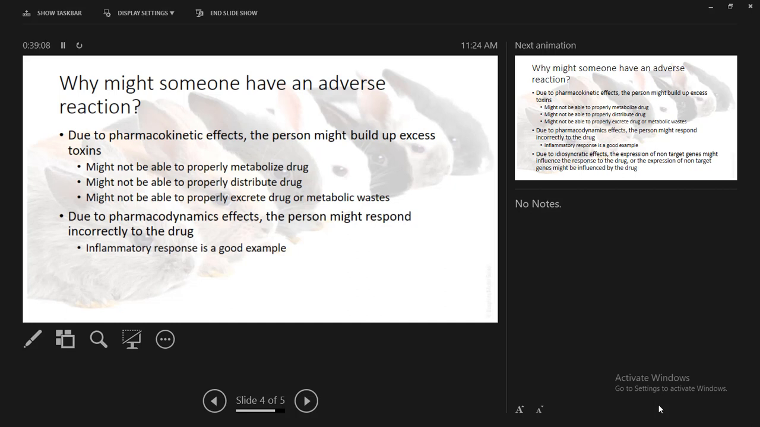Due to pharmacodynamic effects, the person might respond incorrectly to the drug. And a good example of this is eliciting an inflammatory response to the drug. And this one's kind of interesting. I thought I'd share this with you as I was writing this. So ibuprofen is an anti-inflammatory. Yes? My brother is allergic to ibuprofen, and when he takes ibuprofen, his entire body swells up. His fingers swell up, his eyes swell up, his lips swell up. So an anti-inflammatory does the exact opposite of what its intended function is.